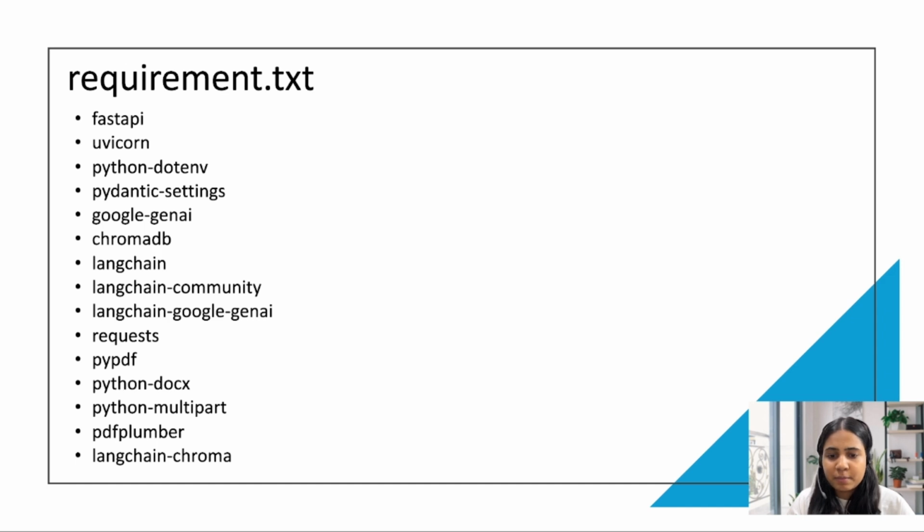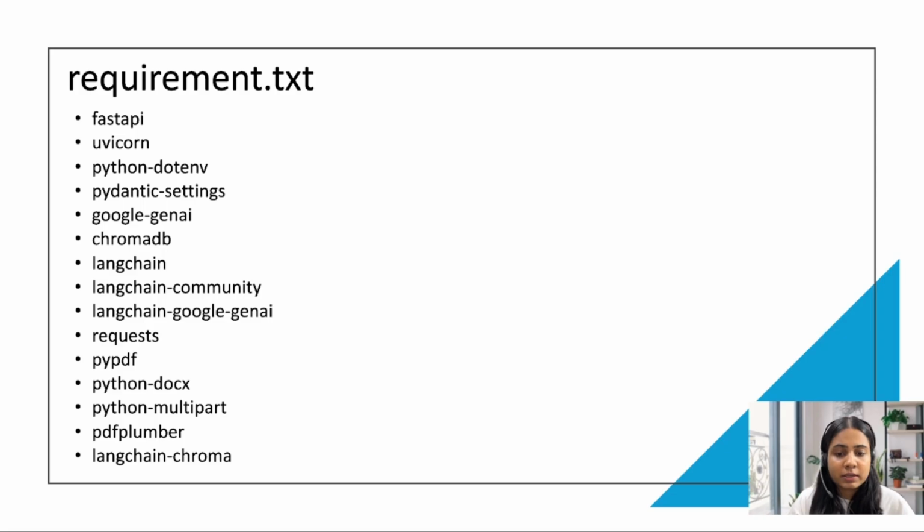Now PyPDF. PyPDF means we are going to extract the text from the PDF file, for that we need it to read the resume PDF file. Then python-docx, so we are reading and extracting data from the docx file, and for that we need python-docx.